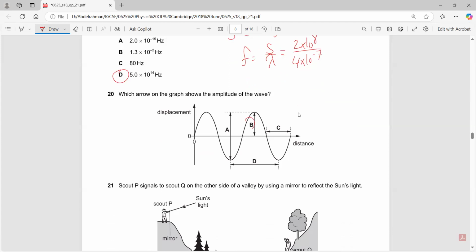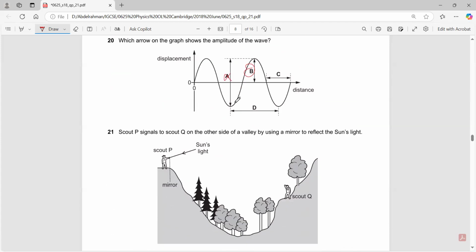Amplitude would be B, not A. A is double the amplitude. The amplitude would be B.